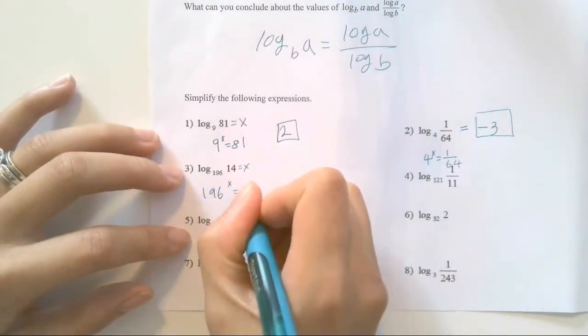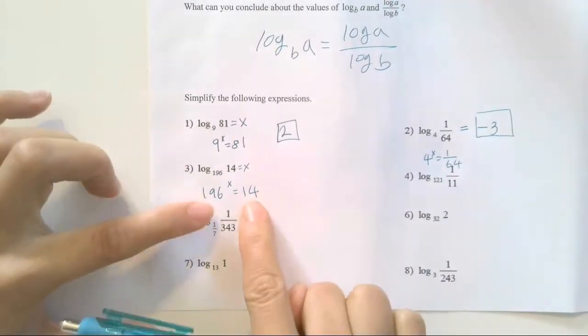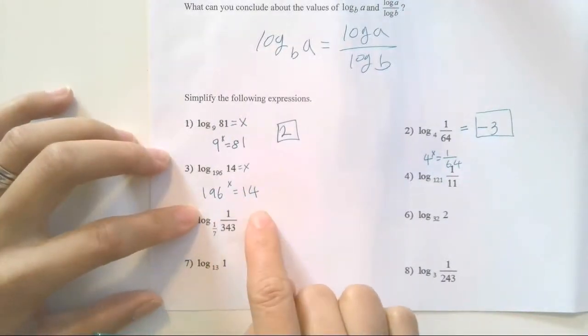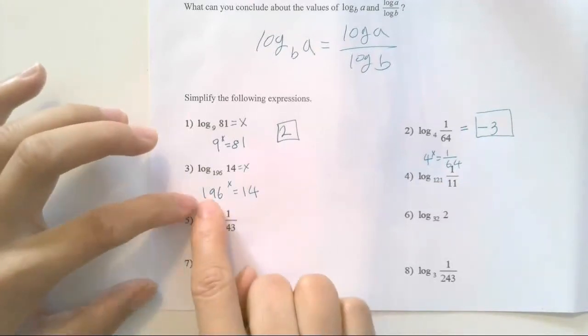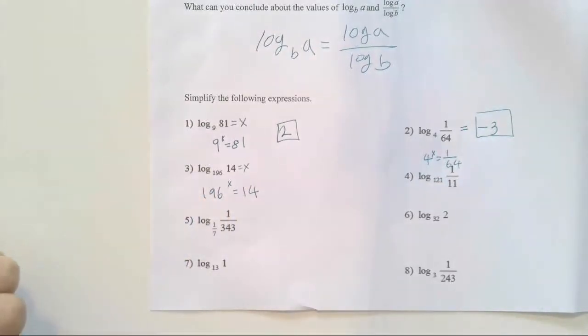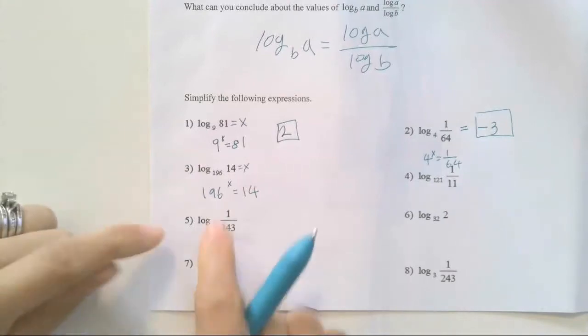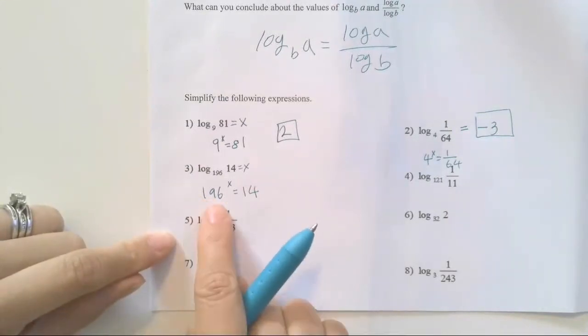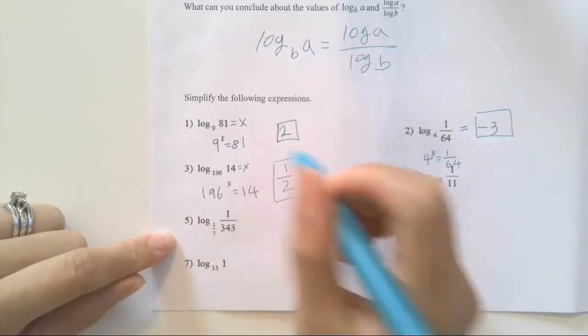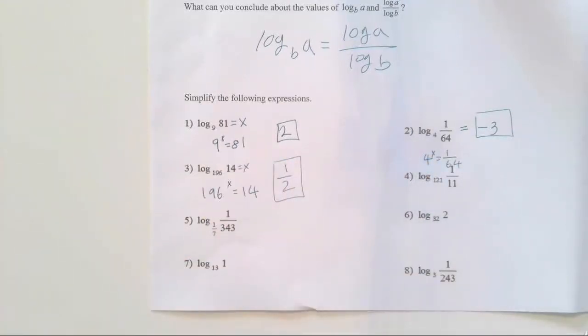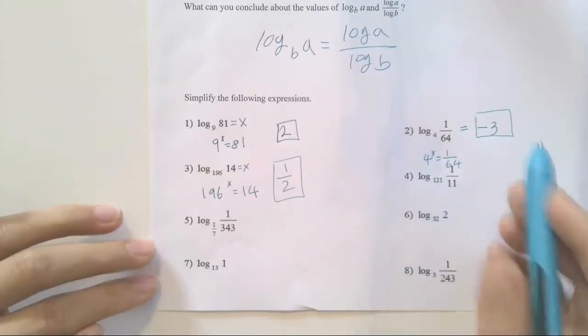196 to the what power gives me 14? Mrs. Majors, I don't know, the number got smaller. What happened here? Do you guys know that if you square root 196, then you get 14? Yeah. So you've got to square root it. When you square root it, what does it mean for the exponent? The exponent has to be 1/2. Remember on the previous page we did that?